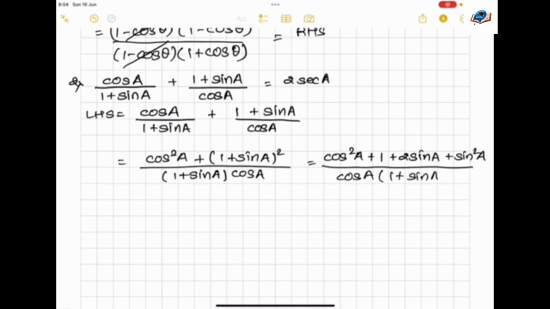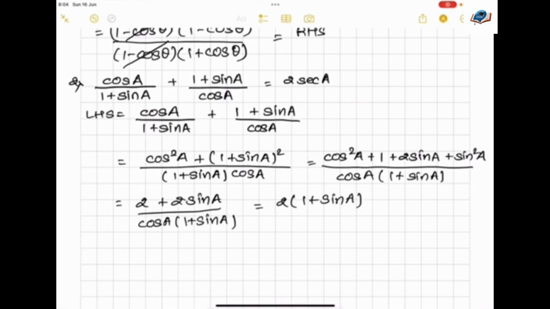Now sin square plus cos square is 1. So 1 plus 1 will be 2. 2 plus 2 sin a upon cos a into 1 plus sin a. So if I take 2 common in the numerator, 1 plus sin a whole upon cos a into 1 plus sin a. So 1 plus sin a, 1 plus sin a I am cutting. So I got 2 upon cos a. So 2 upon cos a means 2 sec a, which is equal to RHS.